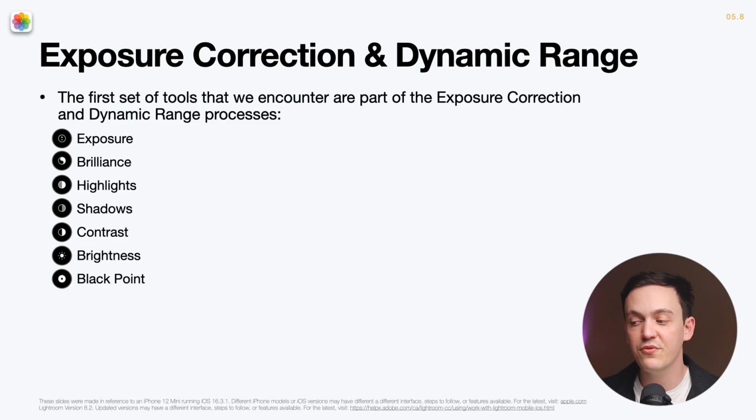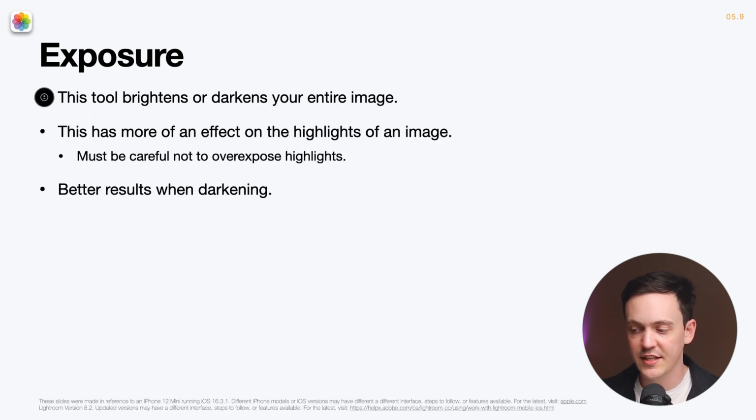The first set of tools that we encounter are part of the exposure correction and dynamic range processes. Within Photos, this manifests in the following tools: exposure, brilliance, highlights, shadows, contrast, brightness, and black point. The exposure tool brightens or darkens your entire image.